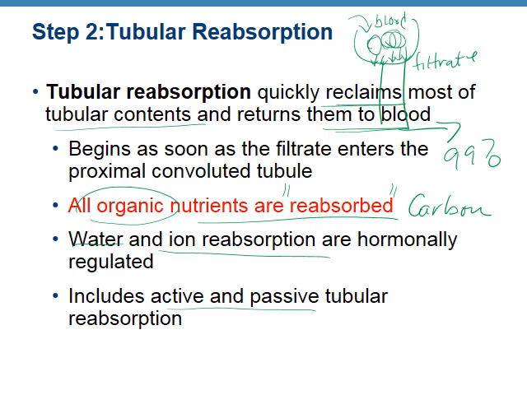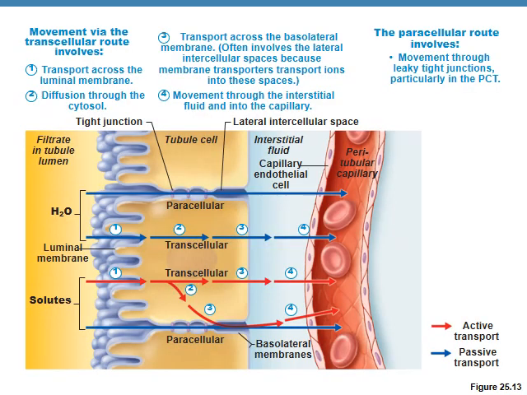And then we have active and passive tubular reabsorption. Remember how I said the kidneys filtering your blood is about 20-25% of your oxygen demands? You do have some active transport, which is going to require ATP. Let's just look at the figure. Don't worry too much about the words up here. Just follow me. We have the filtrate.